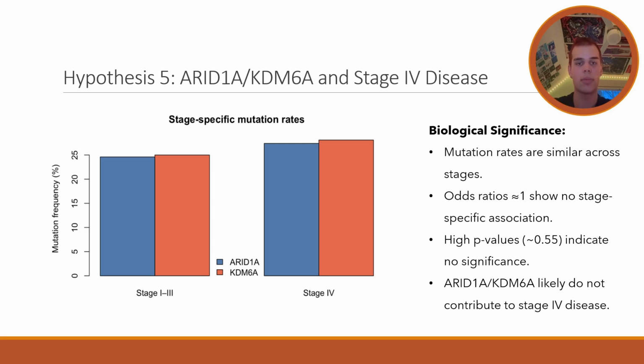So, despite their biological importance, ARID1A and KDM6A mutations are not markers of advanced disease. The key implication is that these genes may influence tumor development or phenotype, but they do not appear to drive progression specifically towards stage 4 cancer. Based on this, we rejected this hypothesis.